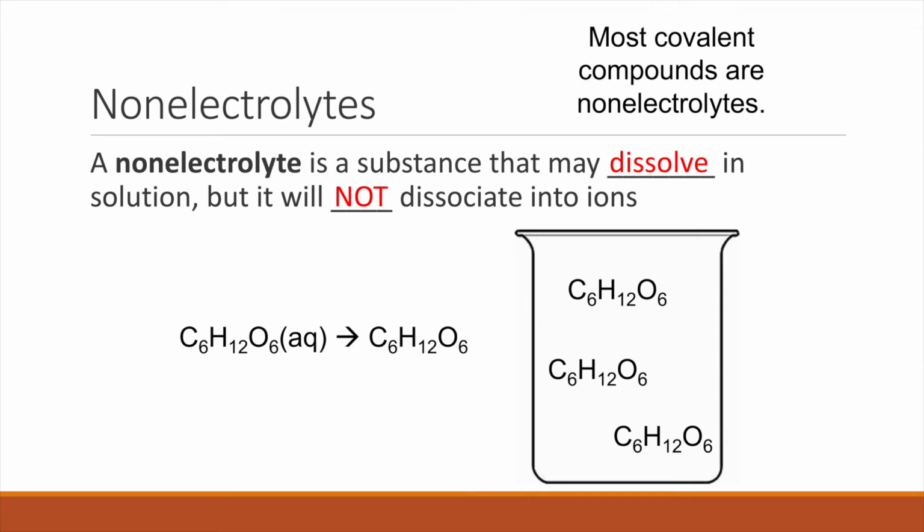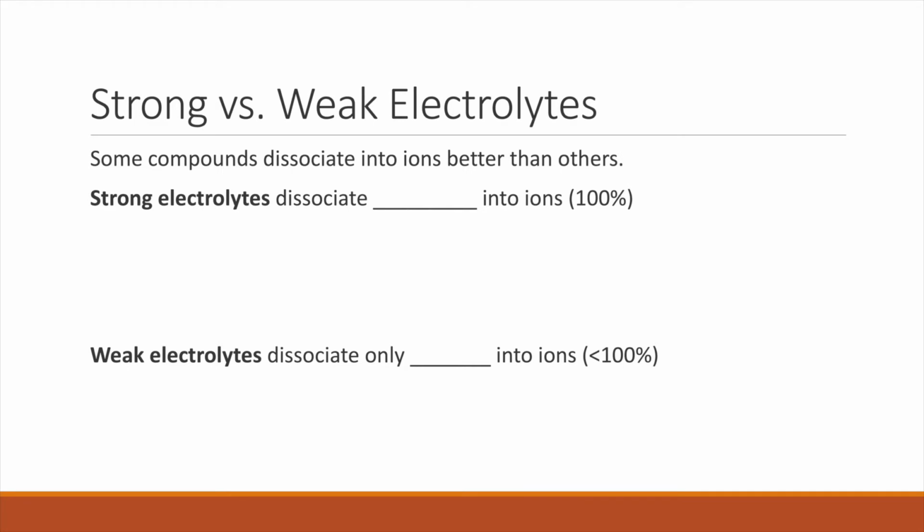So the difference here is that most of your covalent compounds are non-electrolytes. Things like sugar, right? All nonmetals are going to be non-electrolytes. Now, it's not all covalent compounds. We're going to talk about acids and bases in this unit, which are arguably covalent or ionic, but they are electrolytes, not non-electrolytes. So some compounds dissociate into ions better than others. So we can differentiate electrolytes into strong and weak.